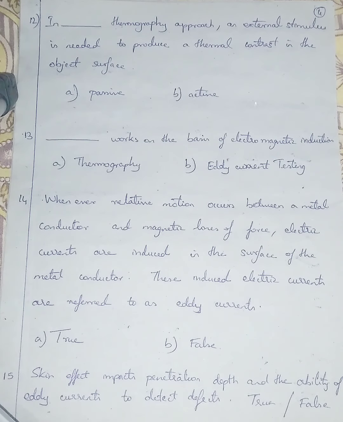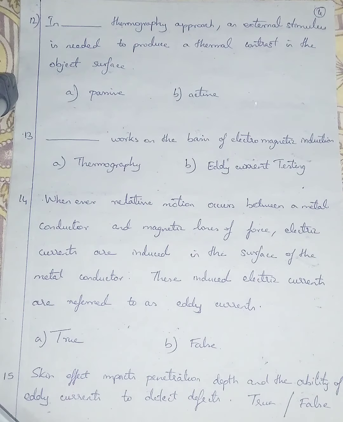In active approach, that is in dash thermography approach, an external stimulus is needed to produce a thermal contrast in the object surface. Question number 12. In dash thermographic approach, an external stimulus is needed to produce a thermal contrast in the object surface. Option A is passive and option B is active. In passive, we won't be using any external heat, but in active thermographic approach, we will be using external heat, and we will change the temperature of the material or structure and surroundings.